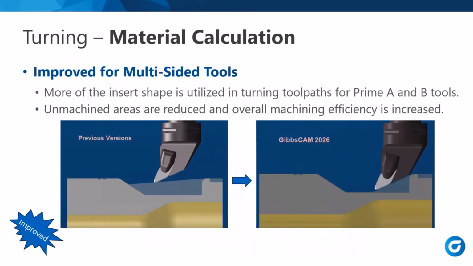Okay, this next one is another one that, again, has no special button, nothing you have to do. It just works. If anyone's doing things like prime turning, these inserts have a lot of surface area. They can do a lot more than a standard insert. Prior to 2026, we were being a bit conservative, maybe treating them more like a standard insert in our calculations. Previous versions are on the left, that's all it would calculate, and on the right, you see that we get a lot more material out.